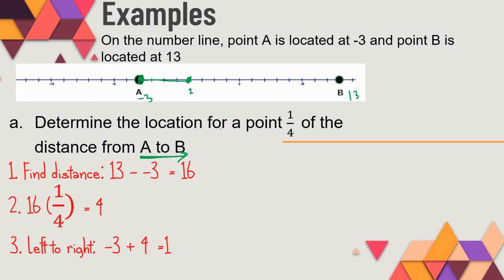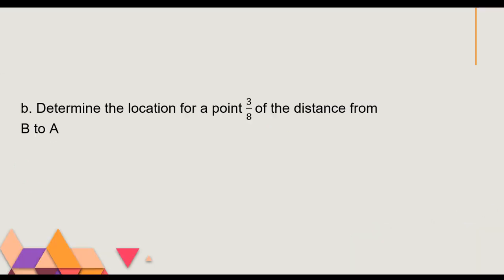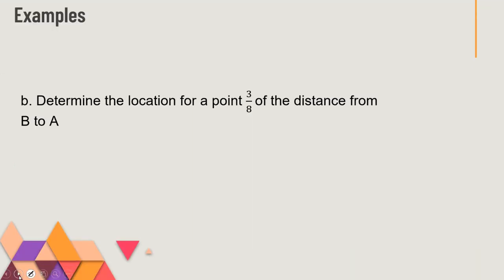Okay, find the distance by subtracting them, multiply by the fraction, and then left to right, we're adding A, or the leftmost point, to what we determined in step number 2. This can get a little confusing, so let me know if you have questions. All right, let's get another one in here.